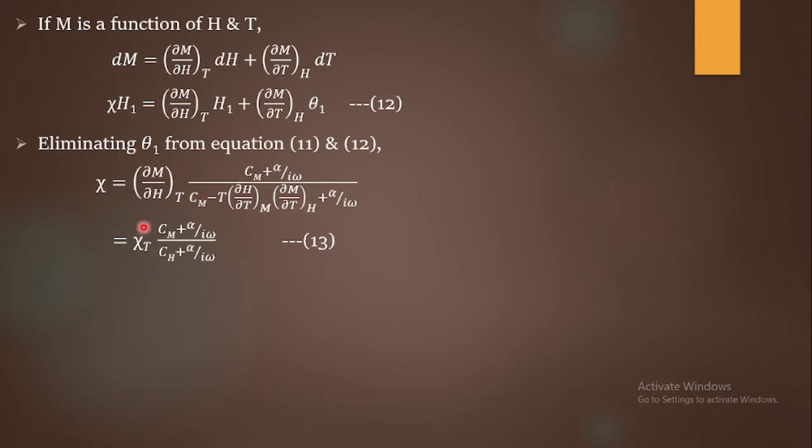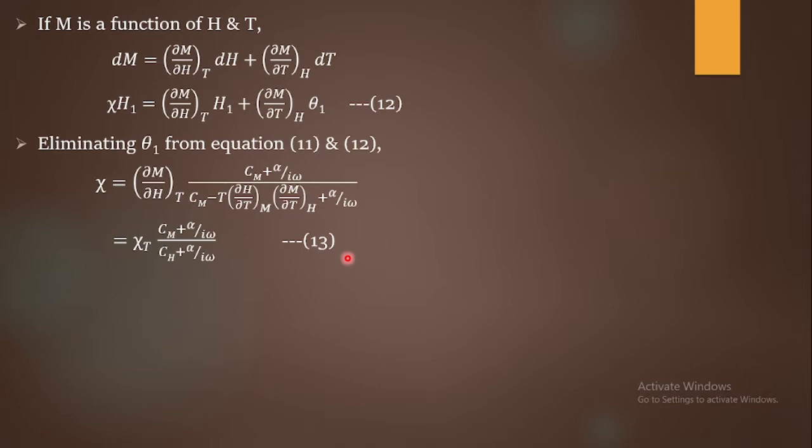And if you look at the denominator, we have Ch minus Cm equals this factor. So we can write Cm minus this factor as just Ch, that is the specific heat at constant field. So the whole equation simplifies to chi equals chi T, that is ∂M/∂H, the isothermal susceptibility, in the numerator, divided by the whole term Ch plus alpha by i omega. Let us call it equation number 13.